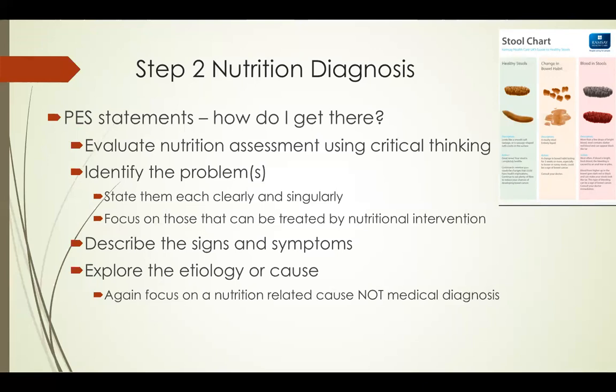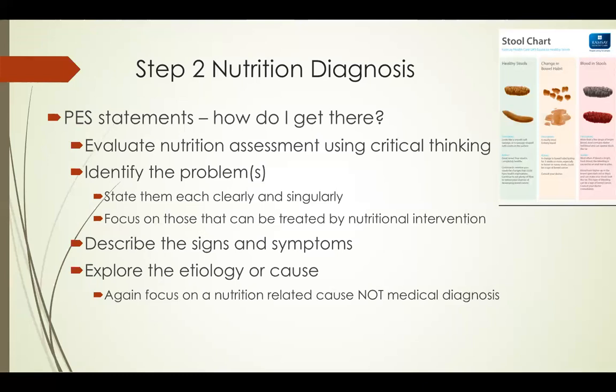So if I say she has altered nutrition-related lab values, I should probably list that her albumin is low and her blood glucose is high. Is the etiology actually the cause? So what is the true cause? This is where you have to dig deep. Is there a reasonable intervention that is based on the etiology, or will at least reduce the signs and symptoms? So can we fix this?